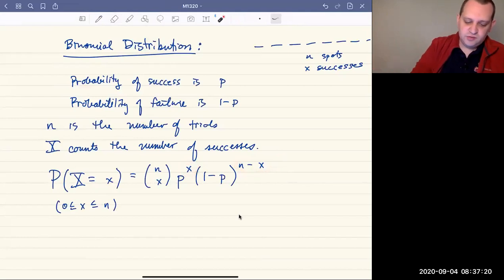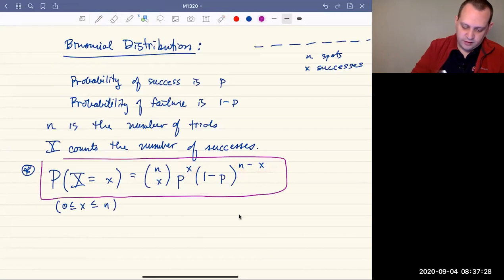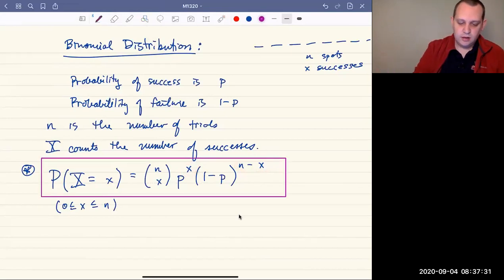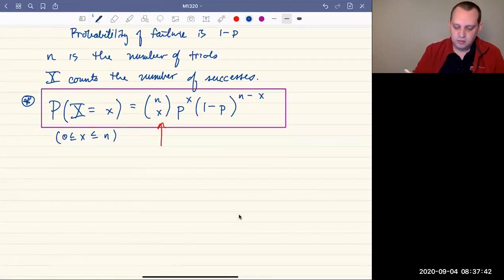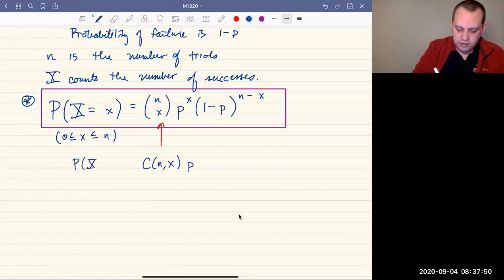This is really all we need to know about the binomial distribution, is this formula. If we have this formula, then we should be pretty good. Just a small note here: n choose x is my preferred notation, but the book has a different preferred notation. The book likes to write this as C of n x. So their formula would be the probability of little x successes is n choose x times p to the x times 1 minus p to the n minus x.